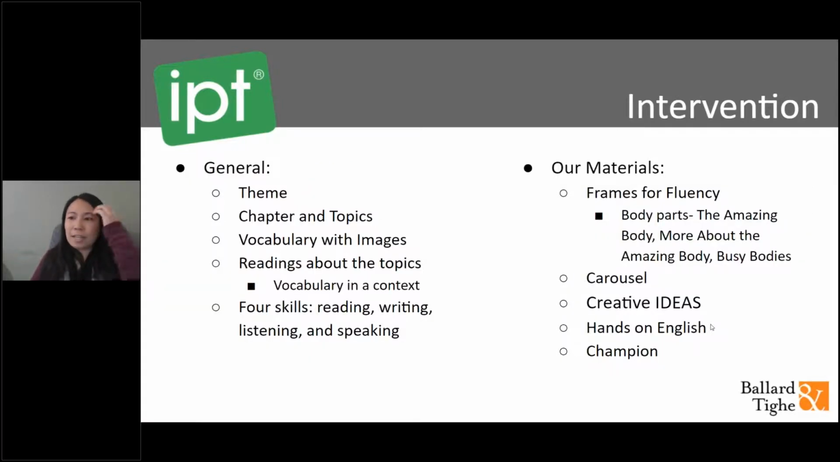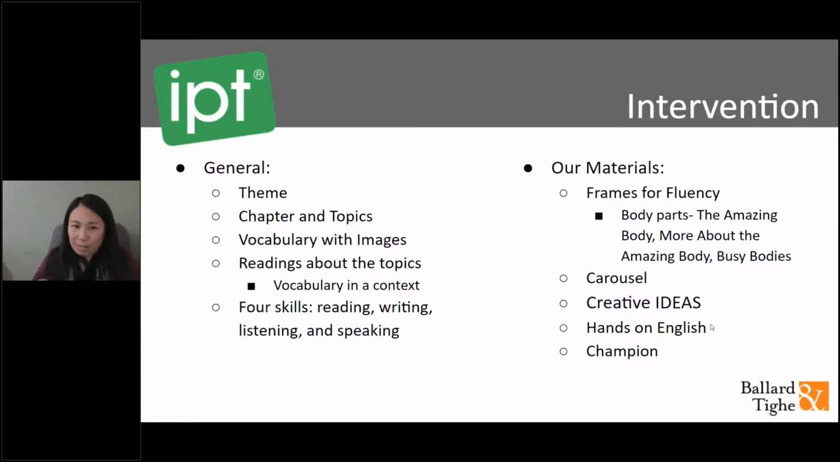So for intervention in general, if you use any type of curriculum you wanted, definitely you want to teach by theme. So if you are not following an already set curriculum that's linear, you could just pick a theme and focus on that theme.